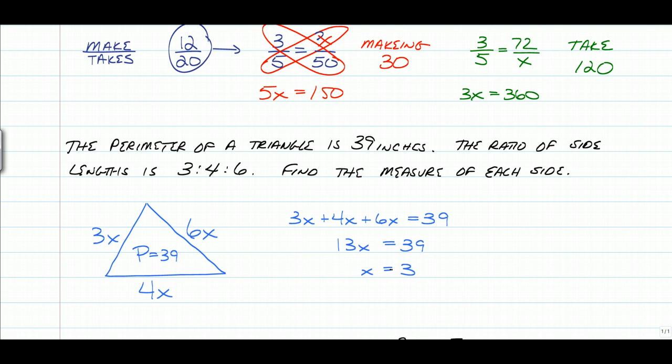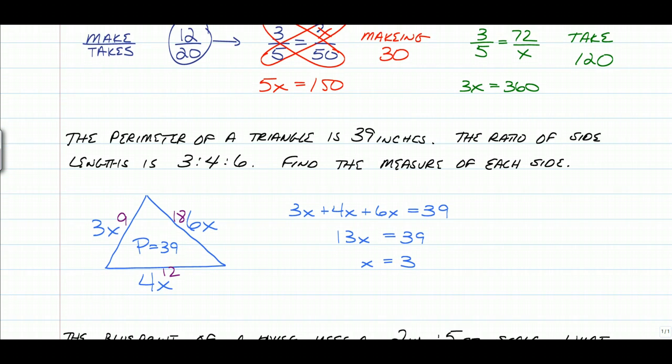So our scale is 3. That means the length of this side is 9, the length of this side is 18, and the length of this side is 12. And of course, you can double check your work by saying 12 plus 18 is 30 plus 9 is 39, so it checks out. Okay, so what we did is we took a ratio of sides, applied it to a perimeter, and found the missing scale to determine the length of all 3 sides. You can see that that is a ratio of 3 to 4 to 6, and you're good to go.